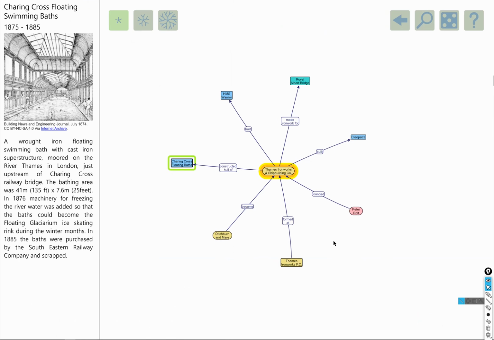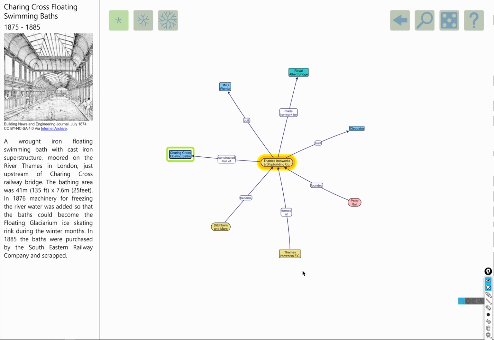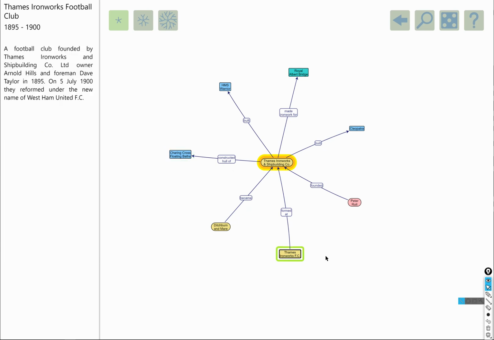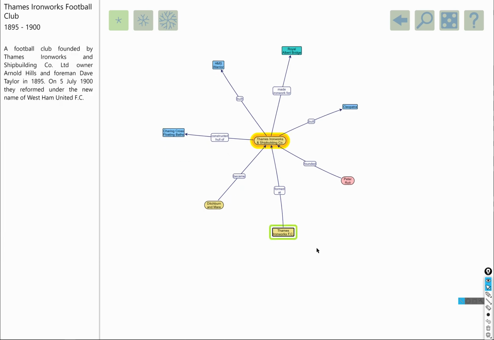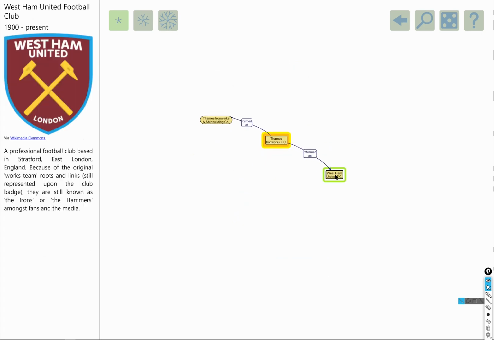Now, like many large companies, it formed a football team, the Thames Ironworks Football Club. And when this football club went professional in 1900, it changed its name, and it became West Ham United Football Club. So we've got a link there between West Ham Football Club, I don't know whether you're a fan or not, going all the way back to people like Brunel.